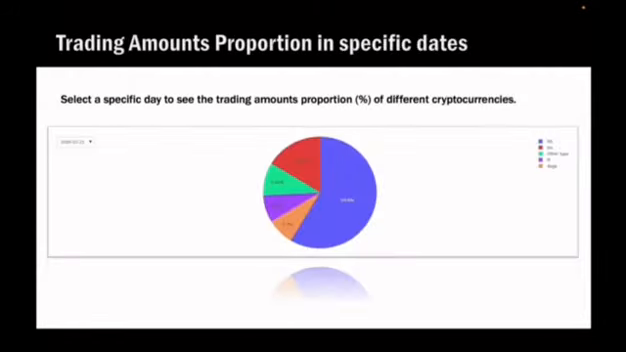The third graph is a pie chart showing the trading amount of each cryptocurrency in a specific day and shows the proportion of them. For example, March 21st, 2020 is selected in the graph, which shows the proportion of the 4 main coins and other types in that day.